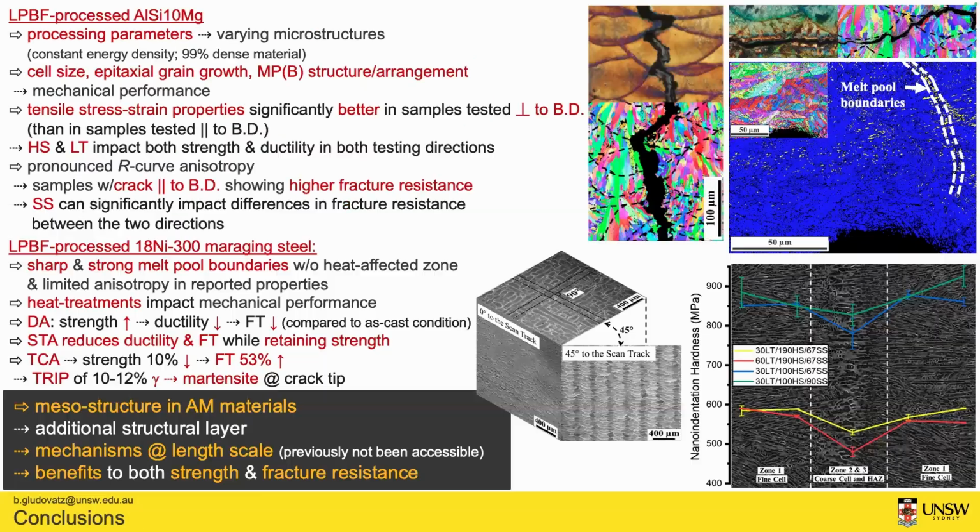With that, I should probably summarize my talk. I hope I was able to show that both the micro and especially the mesostructure in these materials is quite important. This mesostructure, obviously, we can only have in these AM materials. They add a structural layer that gives us the ability to play with the properties of the materials and enables mechanisms at length scales that impact both strength and fracture toughness in different ways, but in many ways often positively.